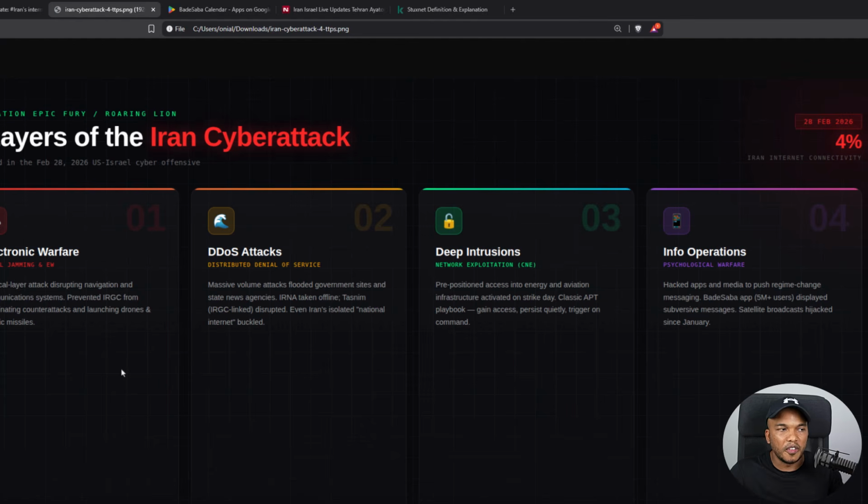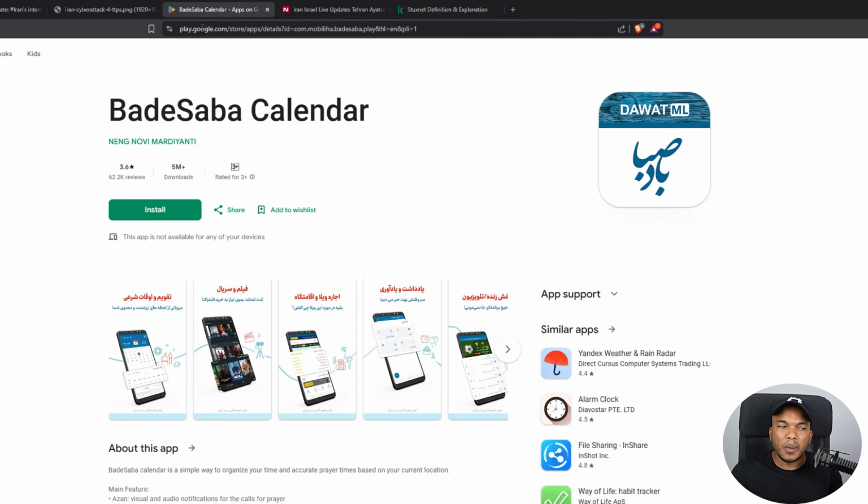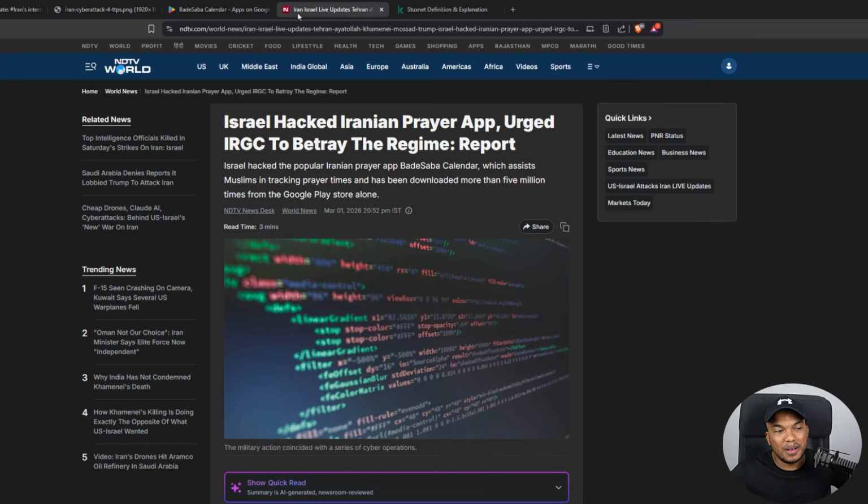And this was very, very interesting, because there's a particular application in Iran that's very popular called the Beit Saba calendar. Apparently, it's a calendar app that's meant to remind people when to pray. Obviously, Iran being a Muslim nation, I believe Islam is the predominant religion, so many of them are Muslims. They use this particular app to remind them when it is time to pray. And it was hacked. Believe it or not, it was actually hacked.